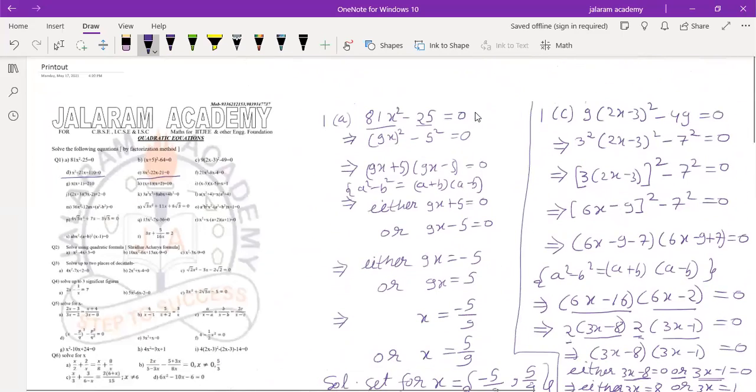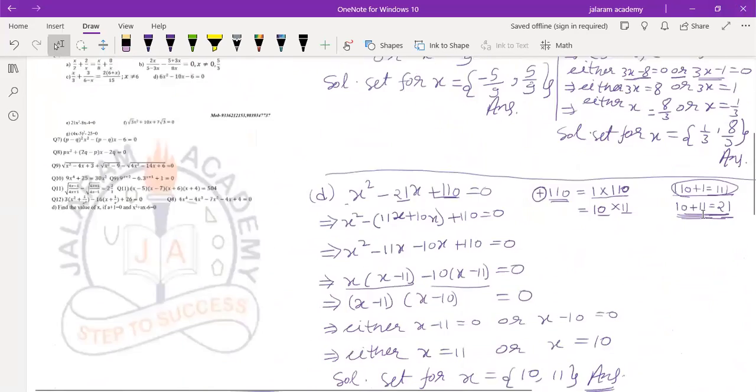So the next question is 21x square minus 8x minus 4. So can you solve it yourself? You can solve it. It is very easy.